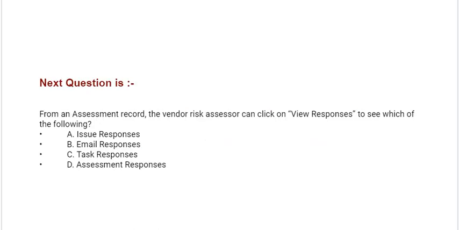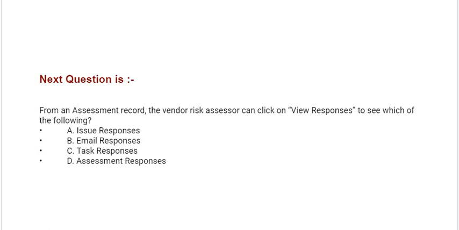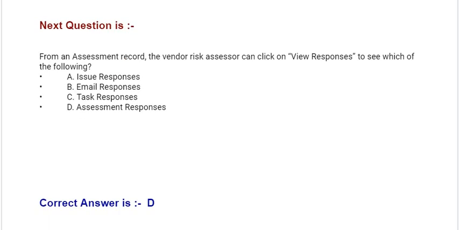Question is, from an assessment record, the vendor risk assessor can click on View Responses to see which of the following. Option A. Issue responses. Option B. Email responses. Option C. Task responses. Option D. Assessment responses. Correct answer is option D.